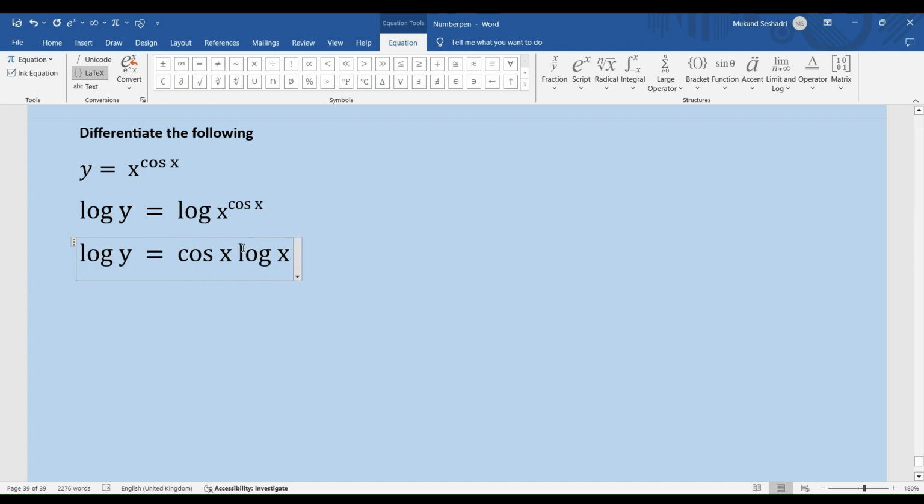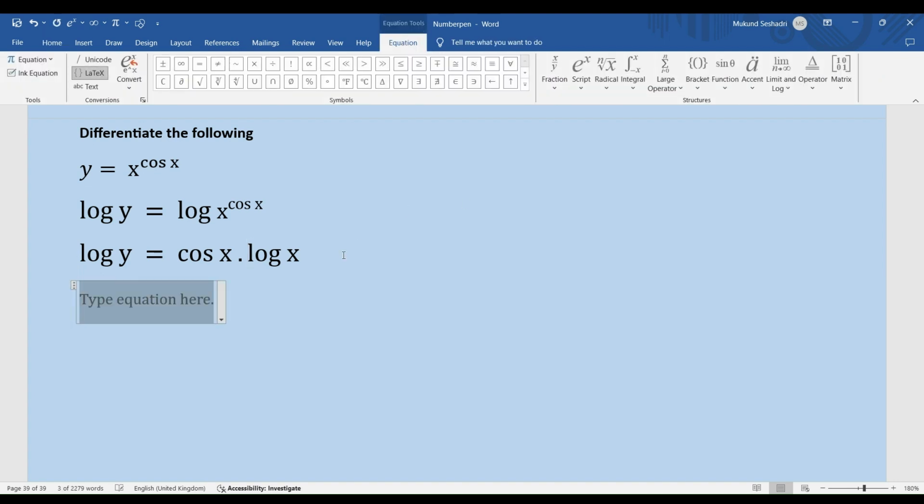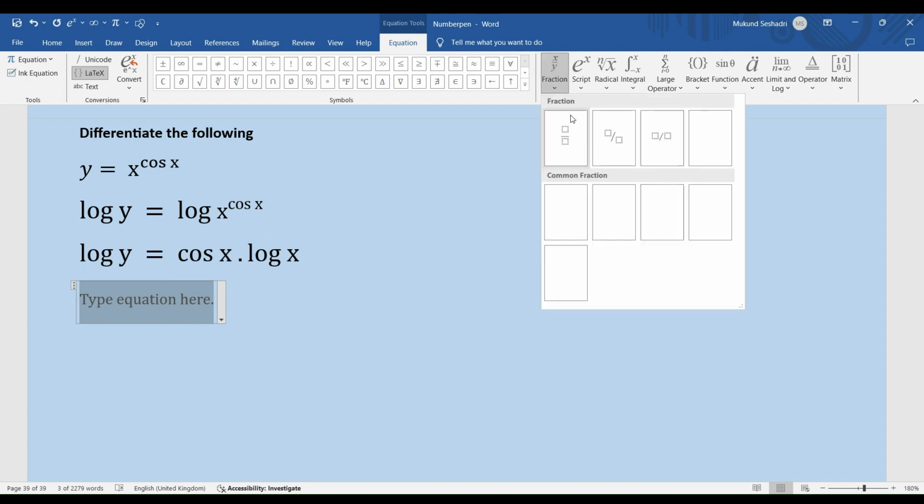So now I am able to convert this original expression x to the power cos x into an expression of the format cos of x into log x equals log y, right? So now I'm familiar with the derivatives of log y, cos x, and log x, right? And then I know which rule to apply on this particular problem, right? So what we do next is go ahead and differentiate on either side, right?